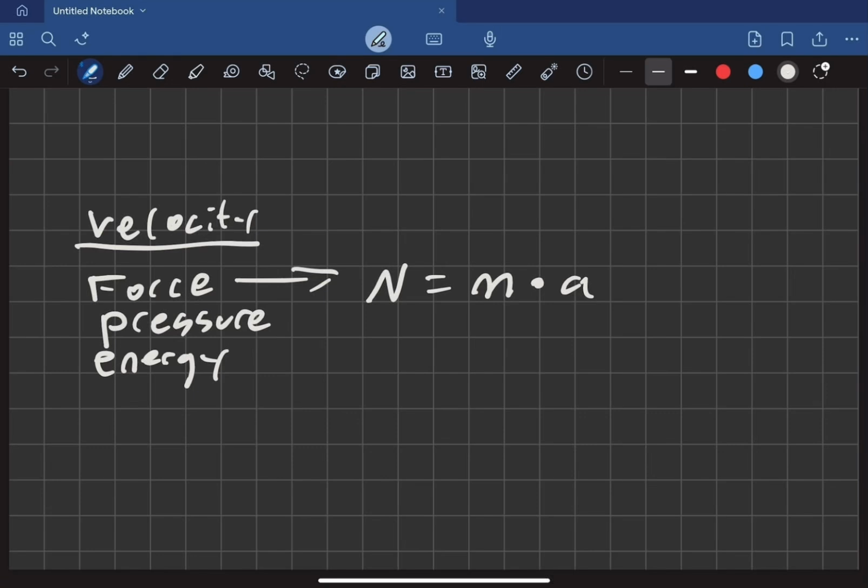And why would force be mass times acceleration? Let's think about it. Force enacted on an object is going to be the object's mass times however much that force accelerated it. That's how you could find the force.